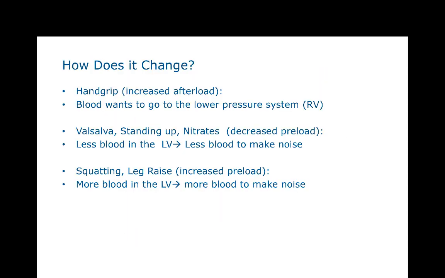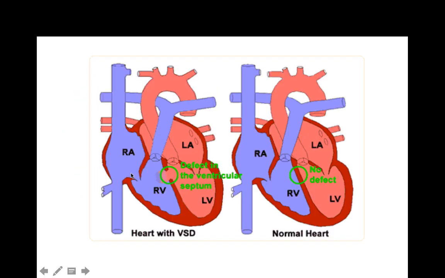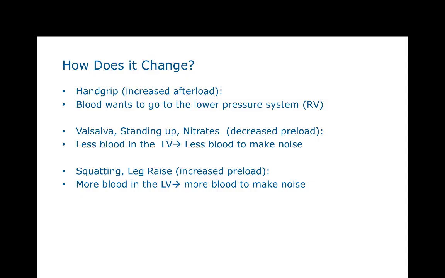How about Valsalva, standing up, or nitrates? What do we say they do? They decrease preload, right? You have less blood coming to your right ventricle, which ultimately is going to go to the pulmonic artery, pulmonic veins, and come back to the left side of your heart. Now you have less blood coming in, which means less blood going back through the defect, so your murmur intensity will decrease. And squatting and leg raise are going to do the opposite: more blood coming in, more blood in the left ventricle, more blood to make noise or increase the intensity of the murmur.